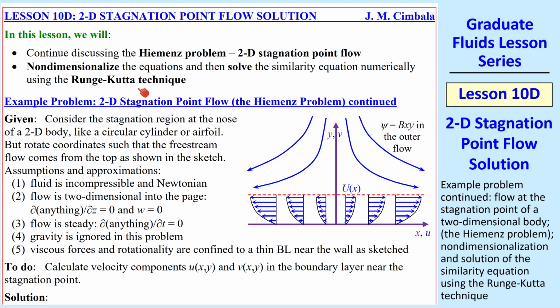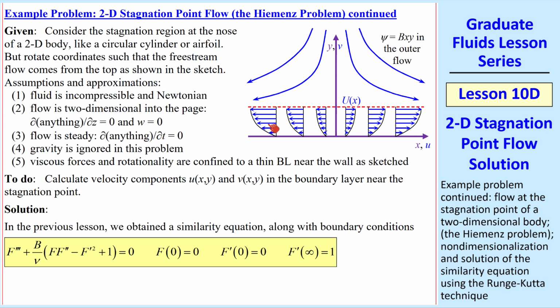We'll do this numerically. Here's the flow that we looked at last time, where we had an outer flow, psi equal bxy, and an inner boundary layer where we're trying to solve for u and v in the boundary layer. We had these assumptions and approximations. And in the previous lesson, we developed this similarity equation where capital F is a function of y. This is a third-order equation, and we have three boundary conditions, so we should be able to solve it.